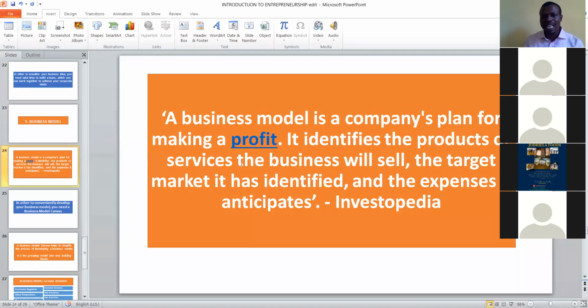So, this business model sounds very, very complicated to some people. A business model, according to Investopedia, is a company's plan for making profit. Now, if you are meeting a prospective investor for the first time and he's asking you what you are into, how do you operate in your organization?